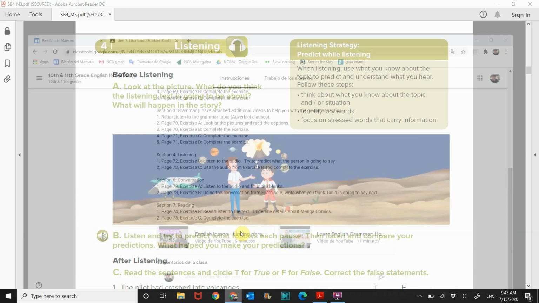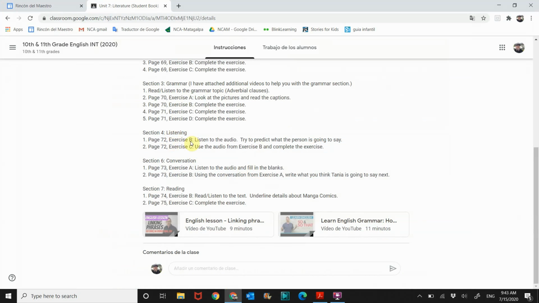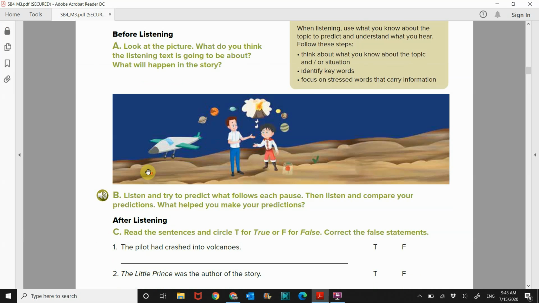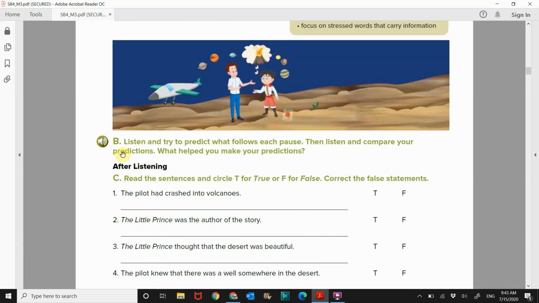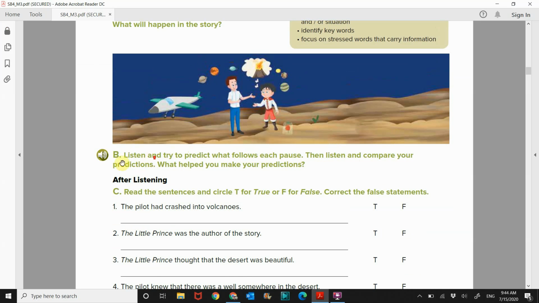All right, Google Classroom says listening, we need to do B and C. So B, listen and try to predict what follows each pause, then listen and compare your predictions.